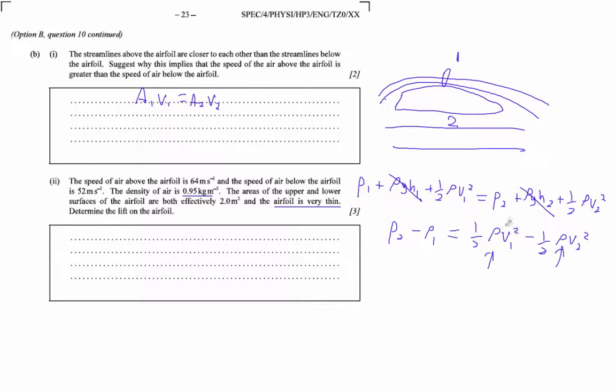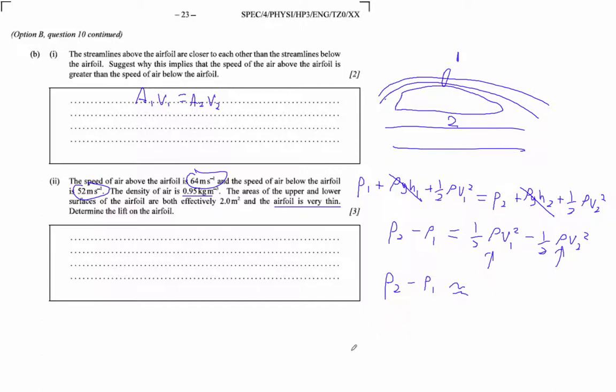And then V1 is the velocity above, which is 64, and V2 is this guy. And you'll get a pressure difference that is like in the 600s of pascals. So P2 minus P1 is roughly 600. Actually, it's roughly 700. It's right in the middle there.